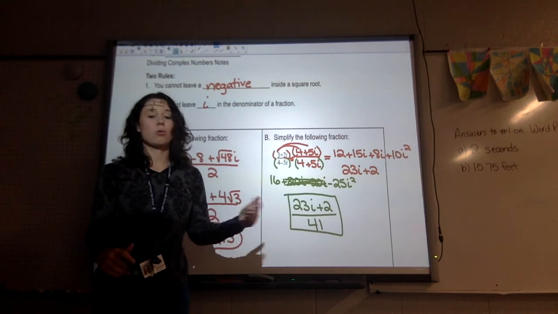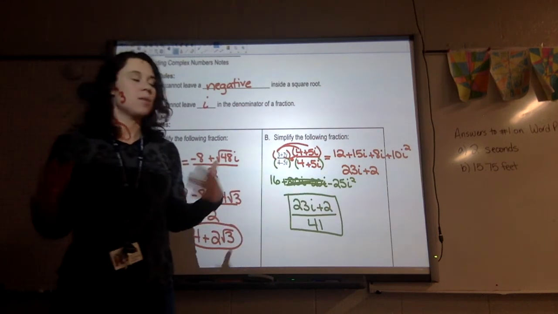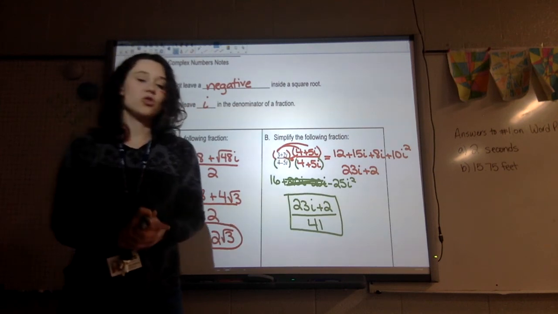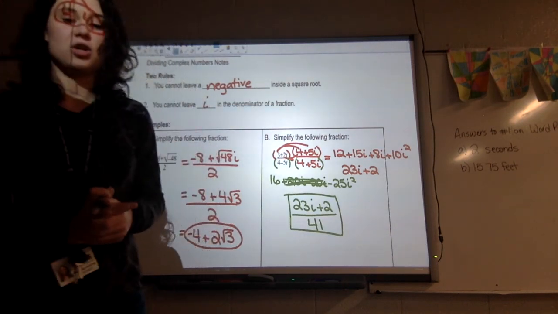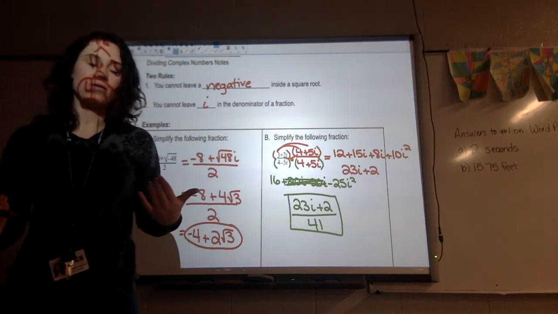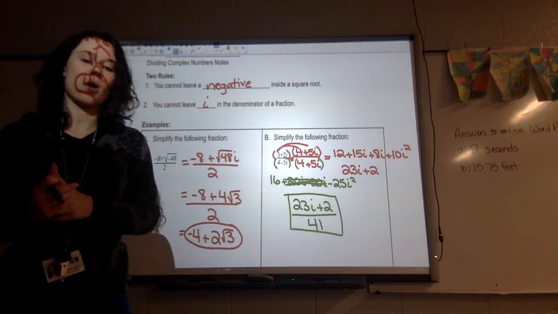A lot of people will write the 2 in front of the 23i, but technically either way is a correct answer. So go ahead. You should have already started on the practice yesterday. You should have done the circled problems. So go ahead, pick up where you left off. Now go ahead and do the non-circled problems on that coloring page.